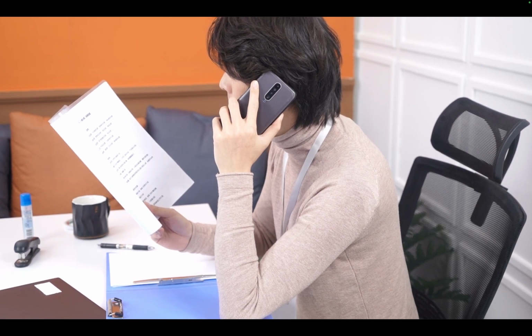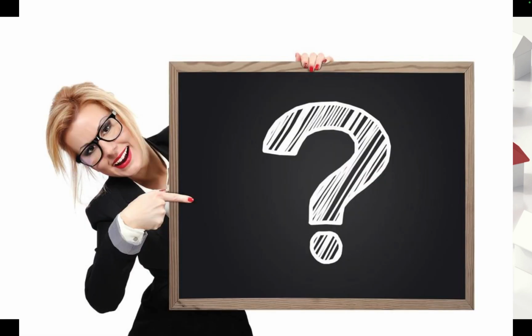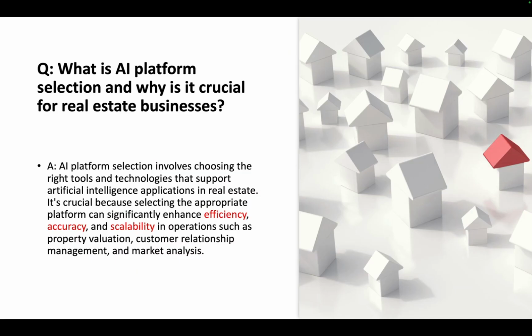So what is AI platform selection, and why is it crucial for real estate businesses? Platform selection really is the key aspect of adopting AI within your organization. It's all about getting your organization to be more efficient, run its processes more accurately, and be able to scale in such things as property valuations, lead generation, customer relationship management, and market analysis. AI platform selection is about knowing what the right product is to meet the goals that you have within your business.